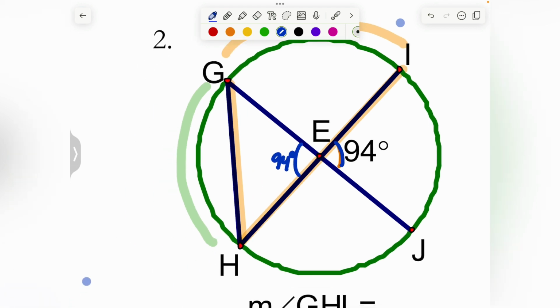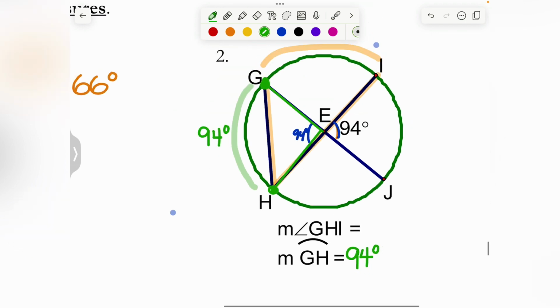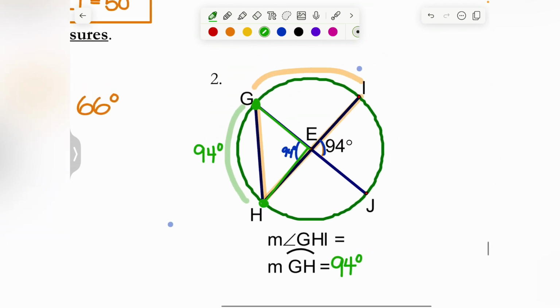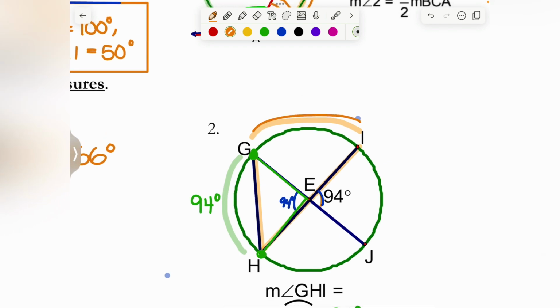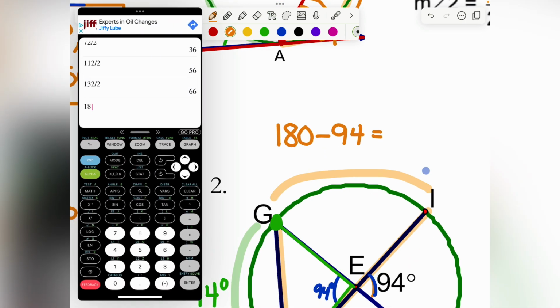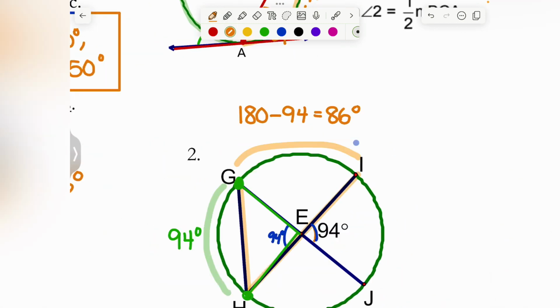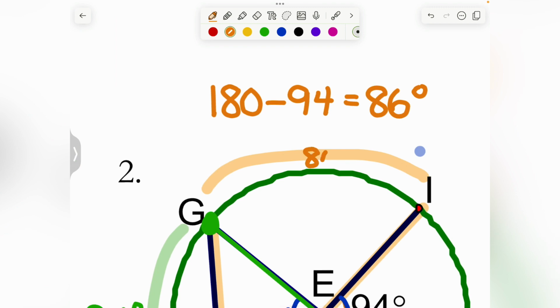Now that's a central angle that's opening up. If you're having a hard time seeing what it opens up to, trace it. This and this opens up to G and H, which means arc GH is 94 degrees. It's a central angle, so it's the same. Now if that's 94 degrees, I can easily find this orange chunk because remember, these have to add to 180. So to find this orange arc, GI, I'm going to subtract 180 minus 94, and that's 86 degrees, but be careful. That's just that arc. So this arc is 86 degrees.